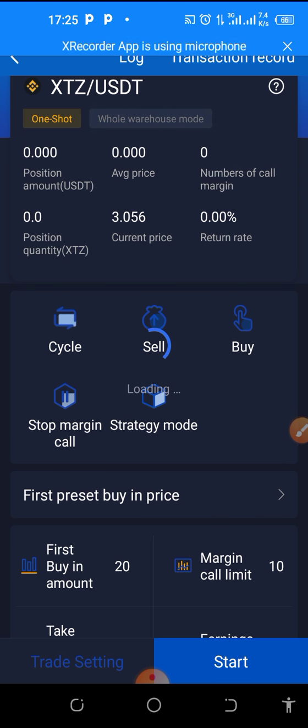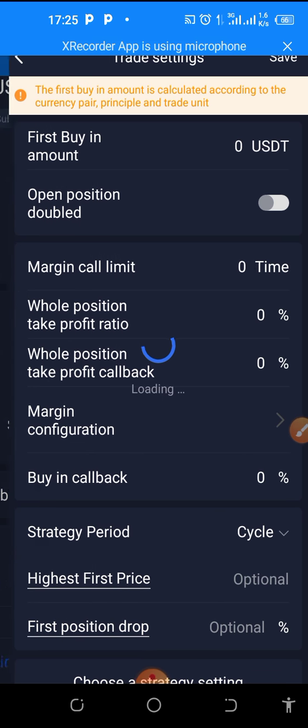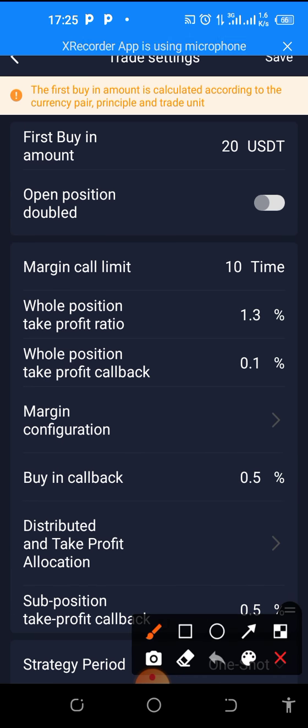So you wait for it to activate. Yes, we are good to go. Once you have done that, that is all. You are done with the trade. And now, having activated that, I want to explain one more thing to you before we quickly leave here. That brings us now to explaining this distributed take profit allocation.